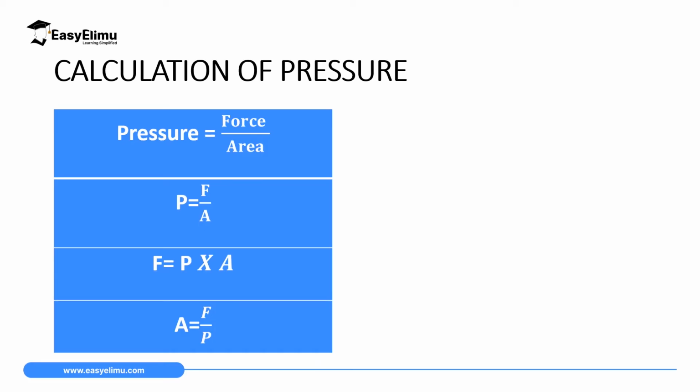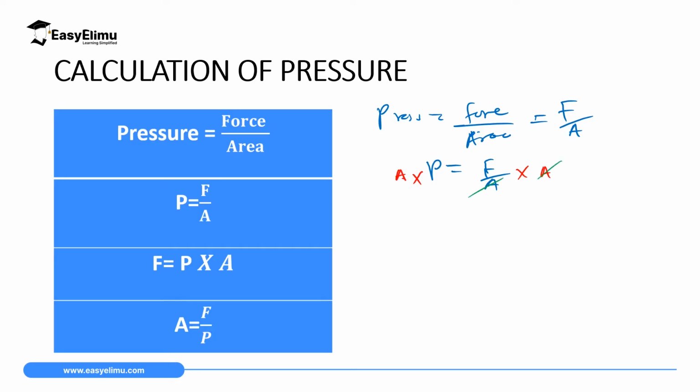We calculate pressure from the formula we get from the definition: pressure is equal to force acting perpendicularly per unit area, which we write as F over A. If we want force alone, we multiply by A on this side, and then the A's cancel, and we remain with F is equal to P times A. That is, force is equal to pressure times area.